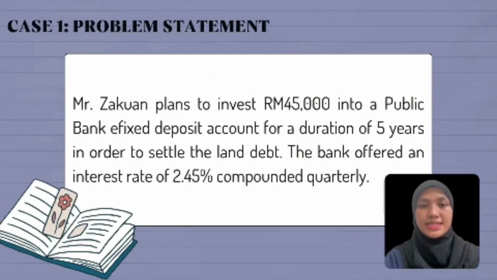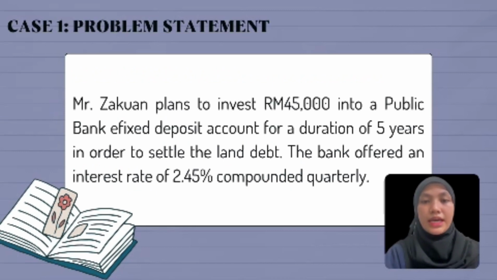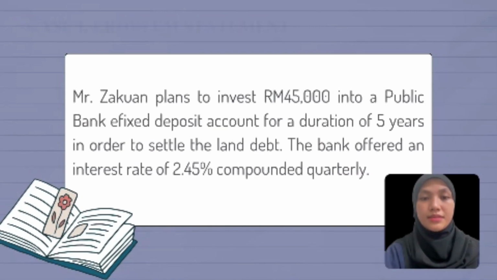Starting off with our first case study, that is compound interest. So, I will explain the problem statement. The problem statement is Mr. Zakwan planned to invest 45,000 ringgit into a Public Bank e-fixed deposit account for a duration of 5 years in order to settle the land debt. The bank offered an interest rate of 2.45% compounded quarterly.